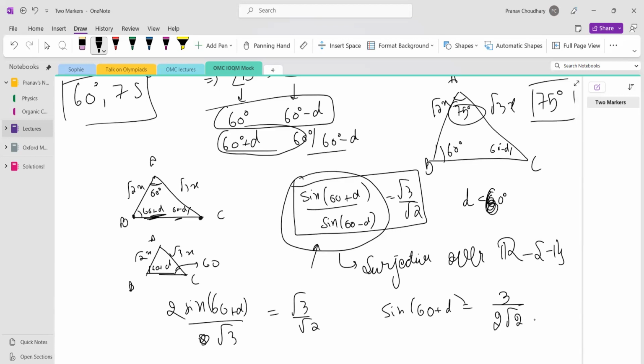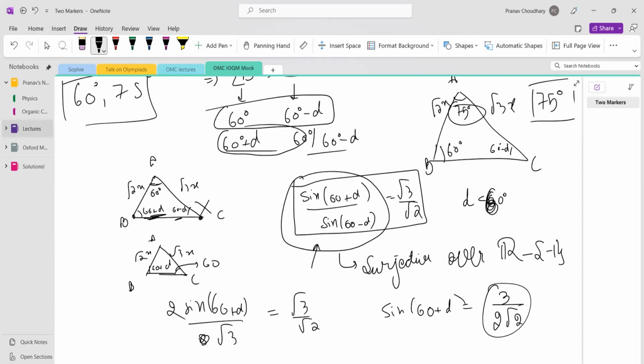Okay, how much is this then? 2.8. Isn't this greater than 1? Wait, did I mess up somewhere? Root 3, root 2, sine 60 is. Yeah. Okay. So this thing is greater than 1, so this is not possible. Yeah. So this case is not possible.